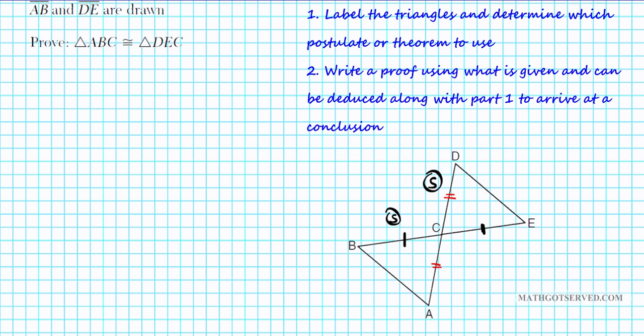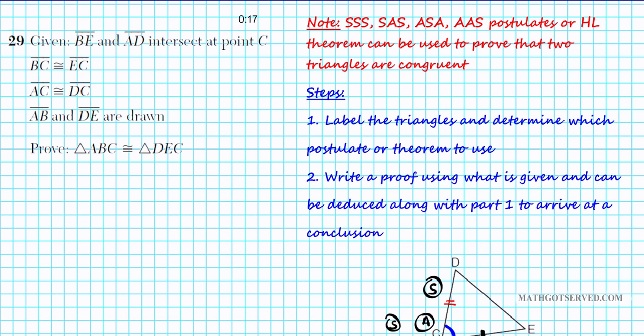Let me go ahead and give you a hint. What do you know about this angle, angle BCA, and this angle, angle ECD? These two angles are congruent because they are vertical angles. Congruent angles count as A's, congruent sides count as S's. So what do we have here? SAS. Can two triangles be proven to be congruent using SAS? Absolutely. SAS is one of the postulates that can be used to prove that two triangles are congruent.